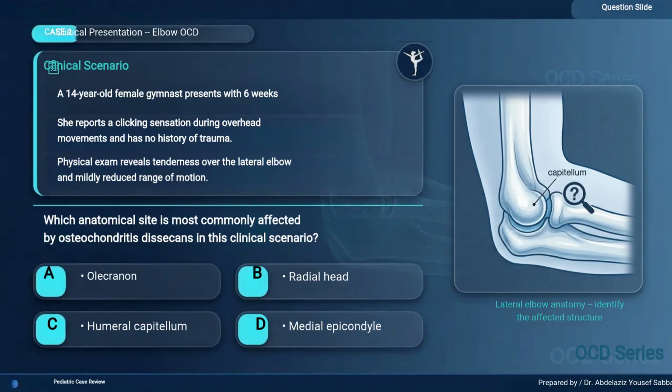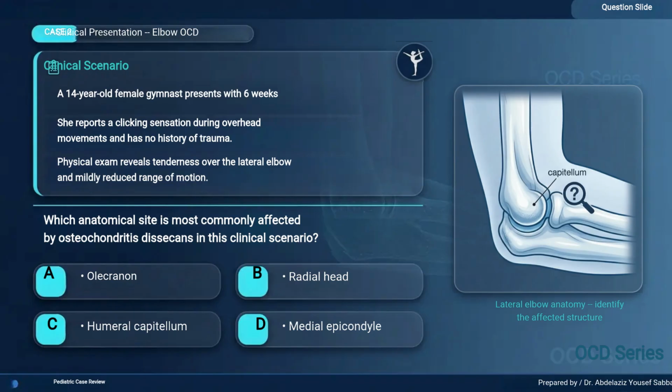Case 2. Elbow pain and mechanical clicking. A 14-year-old female gymnast presents with 6 weeks of intermittent left elbow pain. She reports a clicking sensation during overhead movements and has no history of trauma. Physical exam reveals tenderness over the lateral elbow and mildly reduced range of motion. Which anatomical site is most commonly affected by osteochondritis dissecans in this clinical scenario?